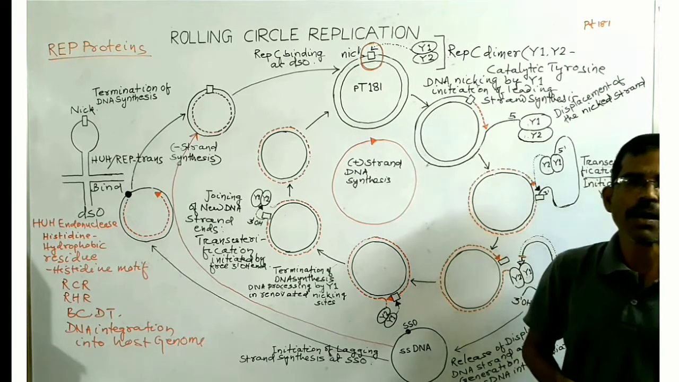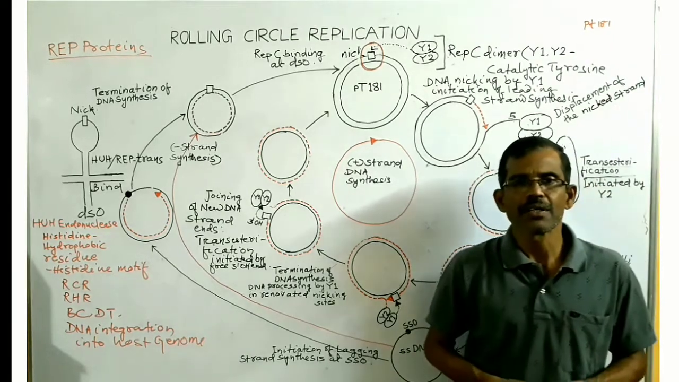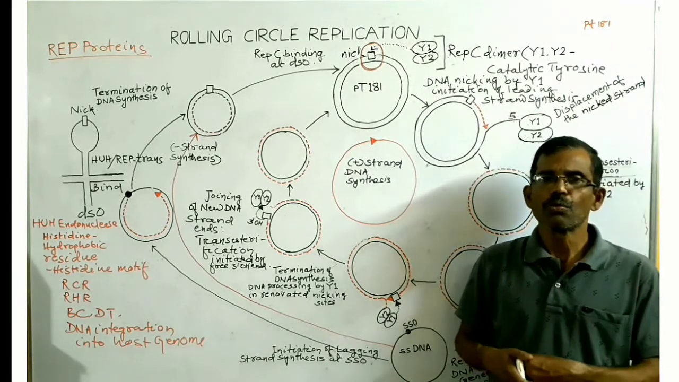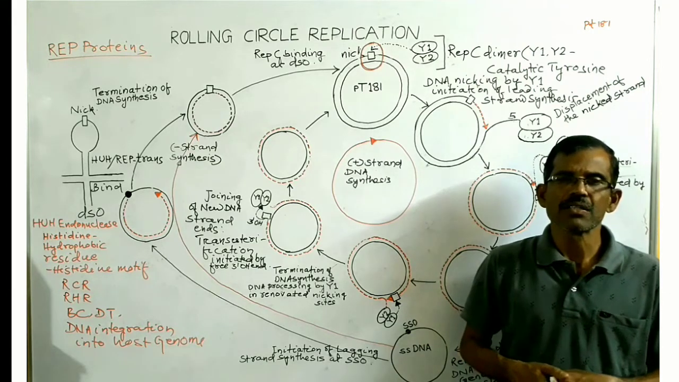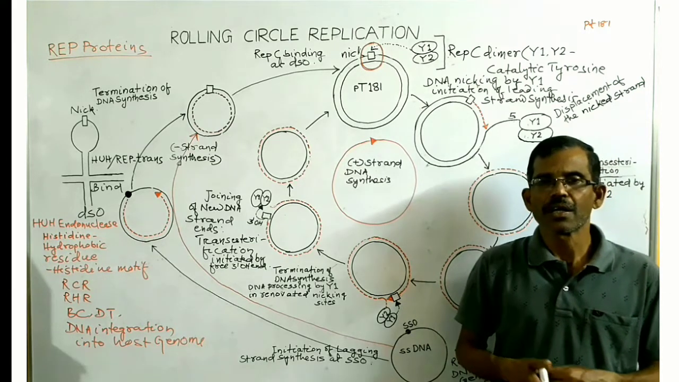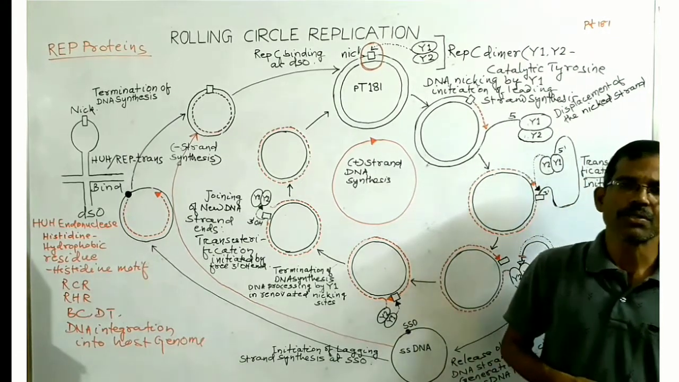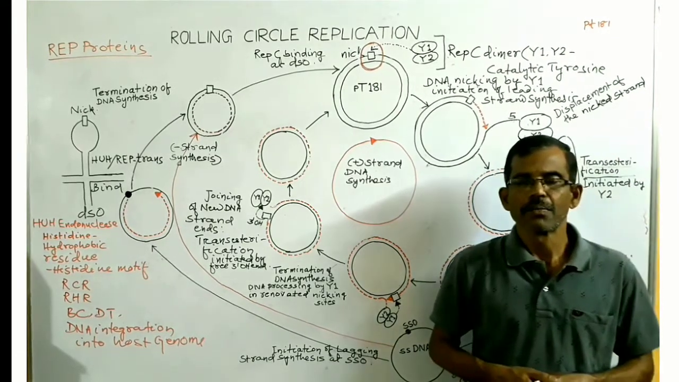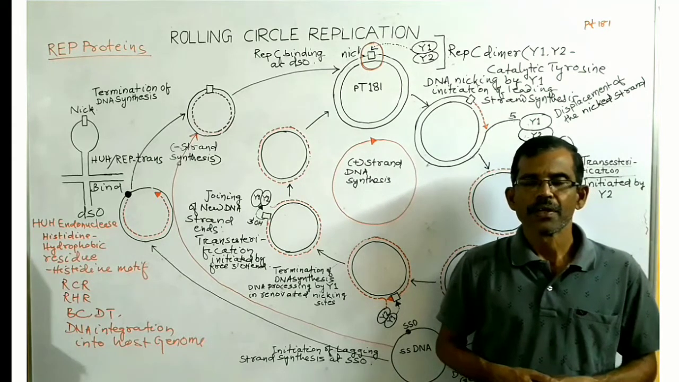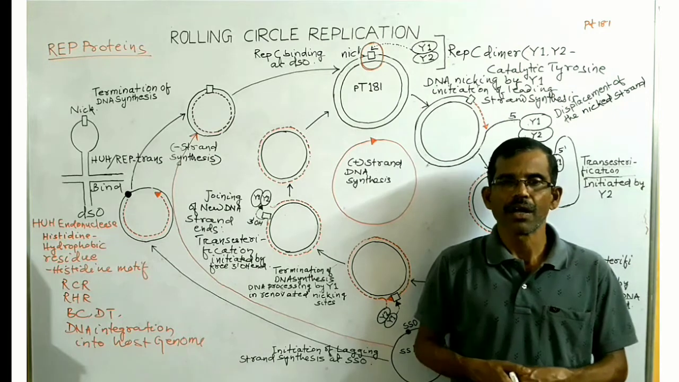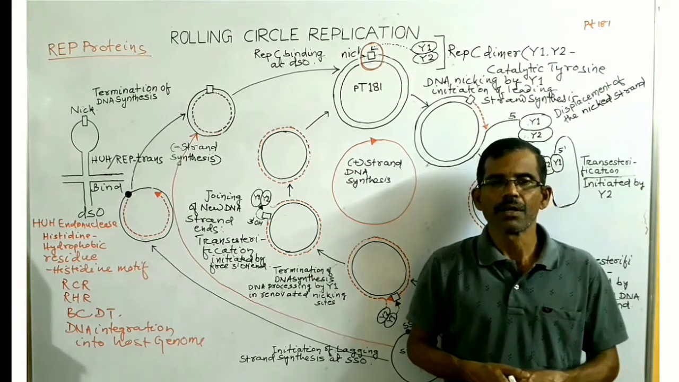Friends, this is about rolling circle replication. It is a somewhat complicated process. So you have to watch this video at least twice or thrice so that you can understand the process. Friends, molecular biology is a difficult subject but is very interesting. By studying molecular biology, you can understand about life at the molecular level.